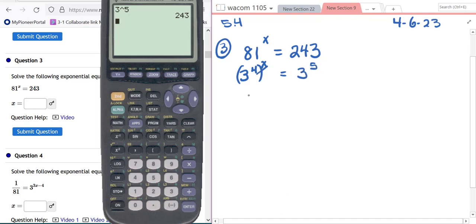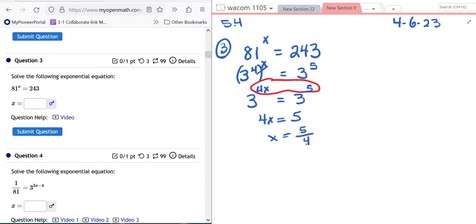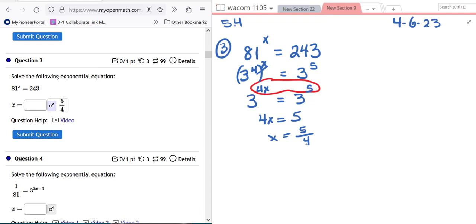And then these will multiply. So we have 3 to the 4x equals 3 to the 5th. And then you can set the exponents equal and solve. So we have 4x equals 5. Divide by 4, x equals 5/4. And there we go. So that was how the exponential ones work.